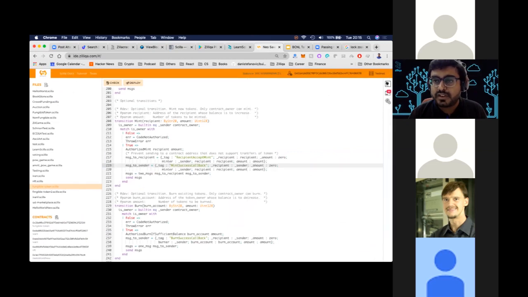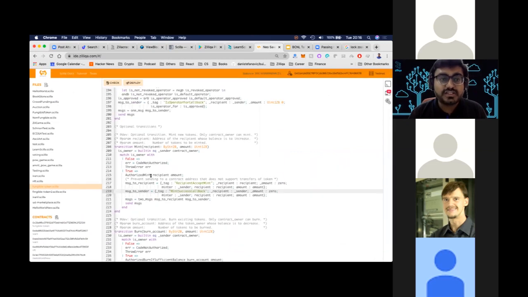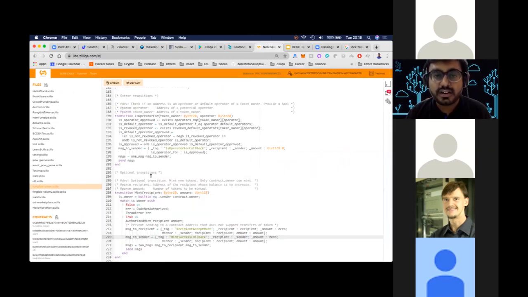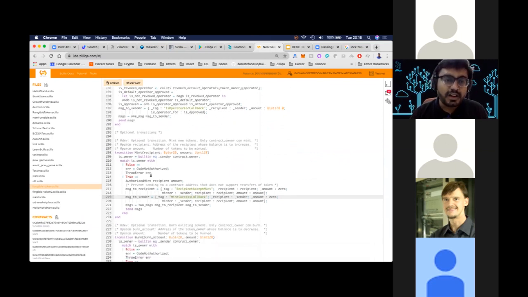So this is an example of a Scilla contract, the fungible token contract, which we call ZRC2. It's similar to the ERC20 standard on Ethereum. If you look at any transition in this contract, you will see that we are doing all the state manipulations, or in general any other computation, early, before doing any interaction with the outside world.